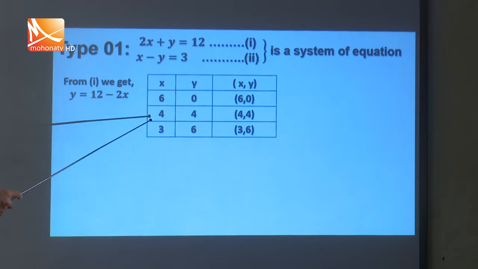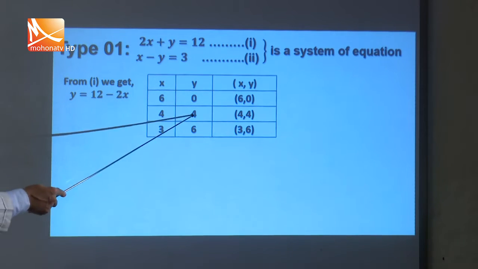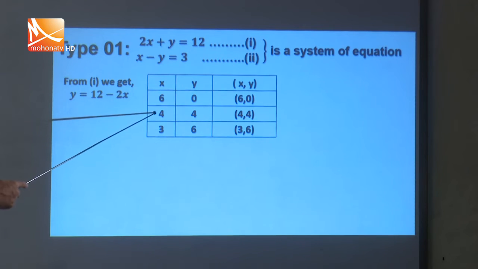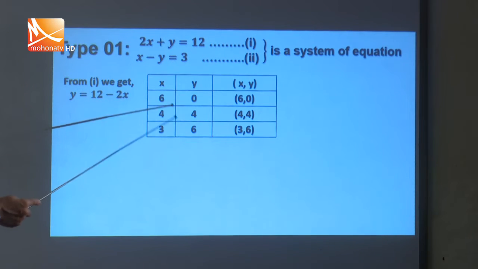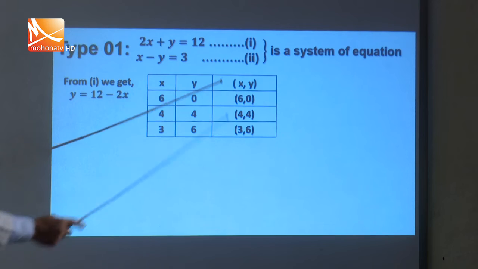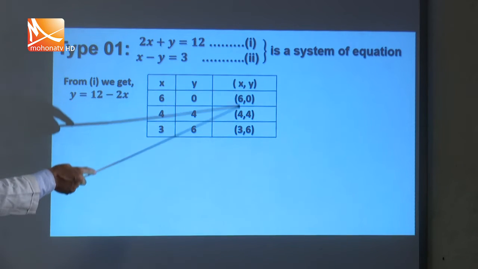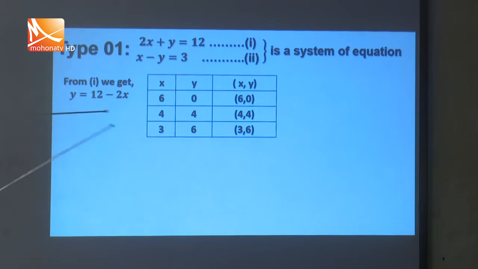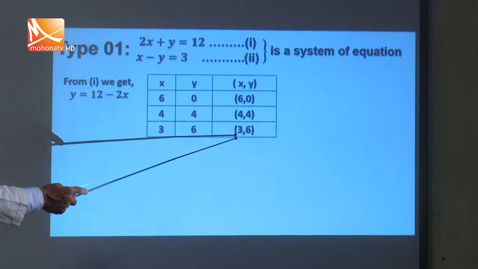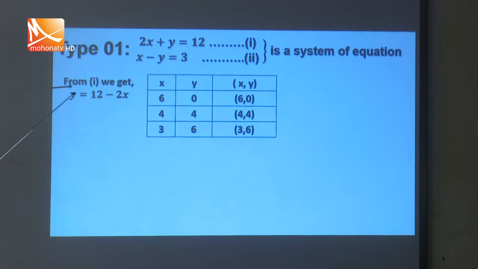Again, if we take the value of x is 4, then 4 into 2 means 8, 12 minus 8 means 4, then y equal to 4. So, the point is (4, 4). Again, if we take 3, then 2 into 3 means 6. So, 12 minus 6 means 6. So, another point is (3, 6). So, there are 3 points, (6, 0), (4, 4) and (3, 6), on the straight line y equal to 12 minus 2x.